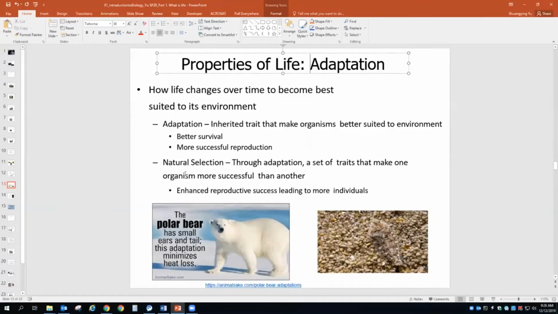So you probably know a little bit about natural selection. Through adaptation, a set of traits makes one organism more successful than another. So through natural selection, the organisms that have higher fitness can survive better. And this is really the driving force of evolution, from the evolution, or the formation, of new species from the old species. Because the environment changes constantly, this drives species to form new characteristics, and then they become new species.